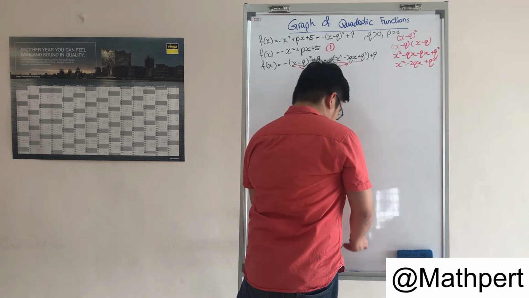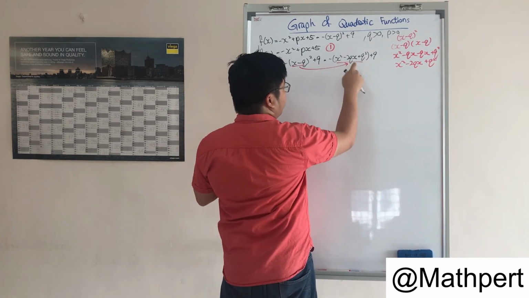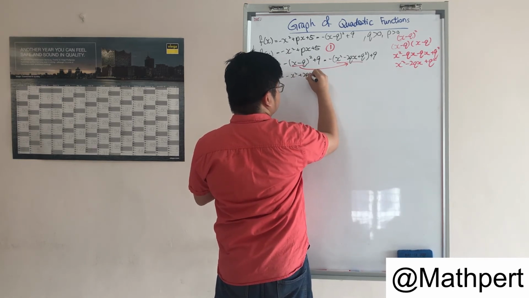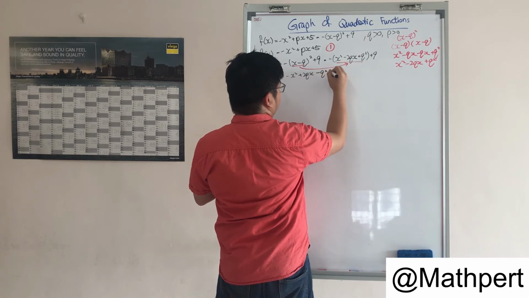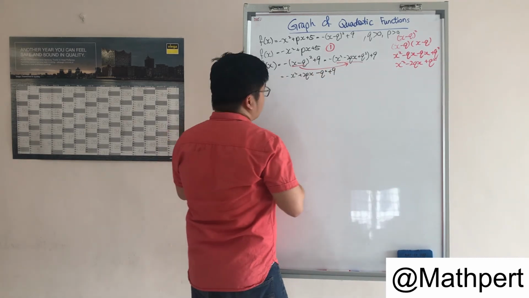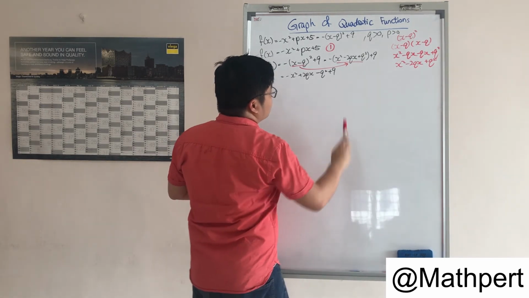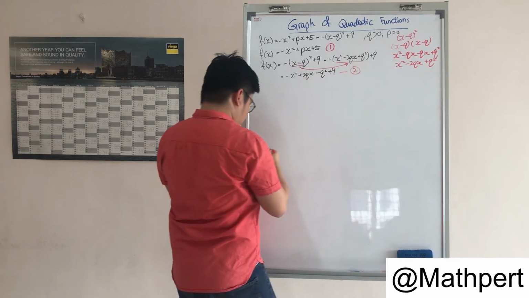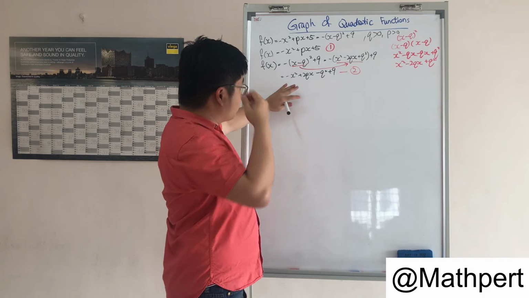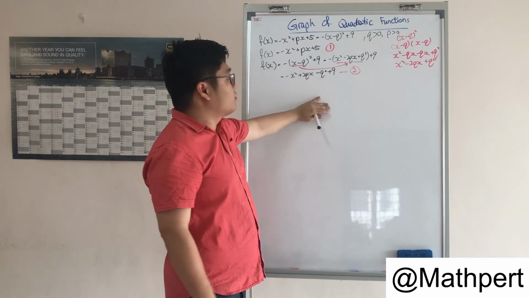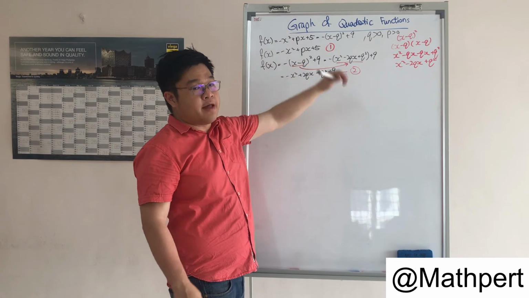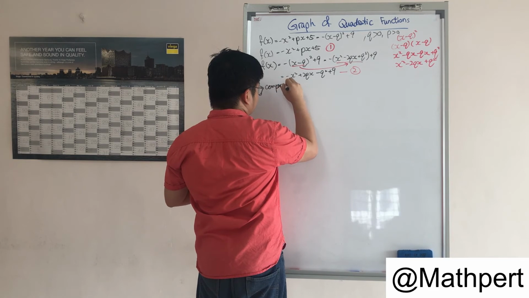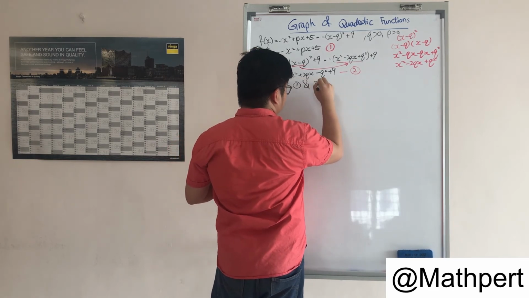Then we multiply this negative into this bracket. What we get? Minus x squared plus 2qx minus q squared plus 9. Just multiply this negative into here, here, and here. We call this equation number 2. So now, how do we look for p and q? By comparing equation number 1 and 2.